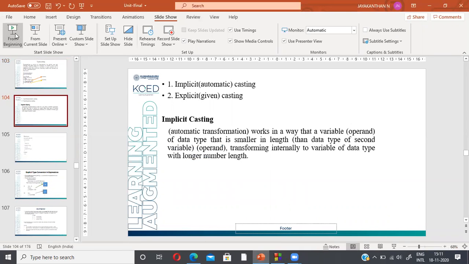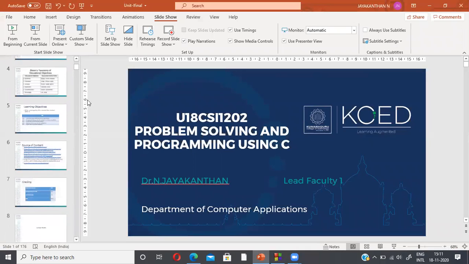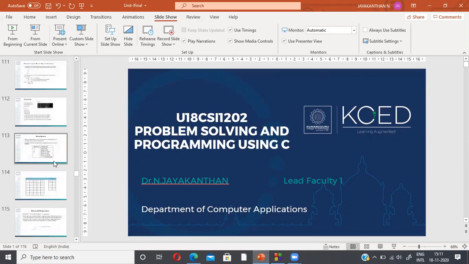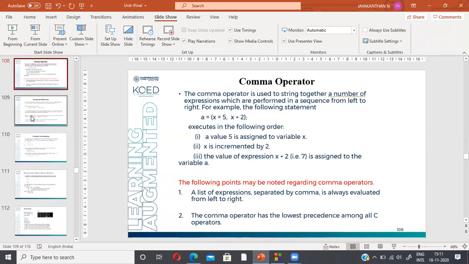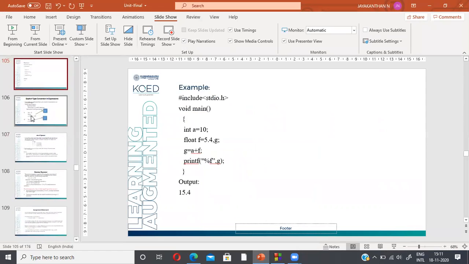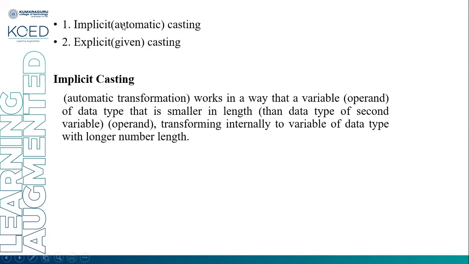The type conversion is divided into two types. What we discussed here is an explicit type conversion. So type conversion is divided into two types. One is implicit, automatic casting. The second one is explicit, given casting. Explicitly, we are forcefully making the conversion.